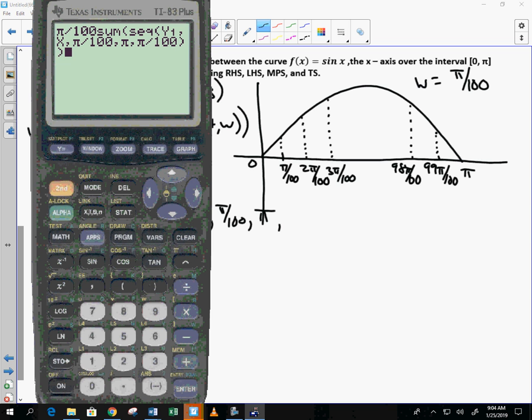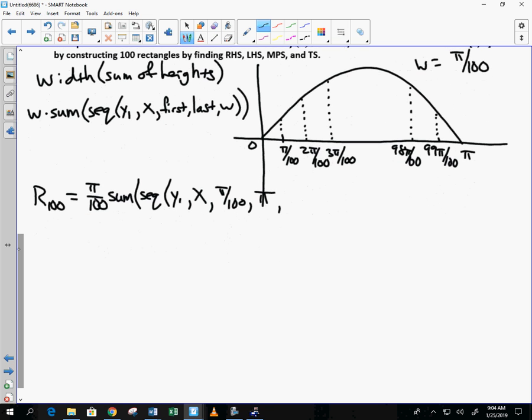And double parenthesis. Now, before we press enter, I just want to show you what your calculator is doing, so you all understand. What we were trying to say is the width times the sum of the heights, right? So the width is pi over 100. Sum of the heights. Where do we evaluate the heights? Well, we evaluate the heights at pi over 100, and then we move forward pi over 100, to 2 pi over 100, then to 3 pi over 100. So this tells me how much I move over each time.